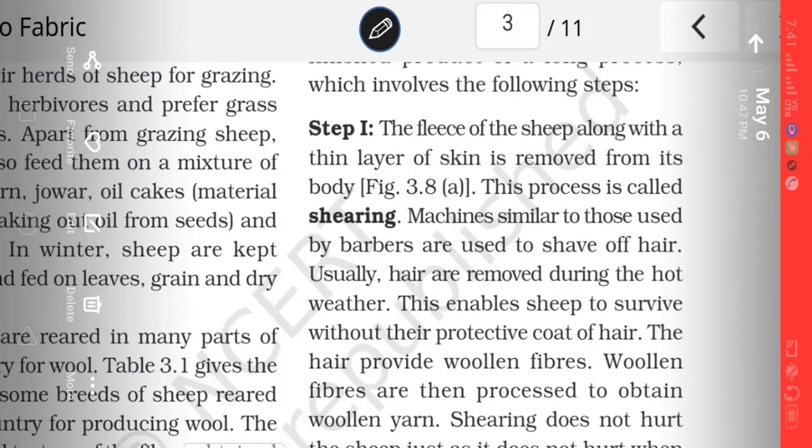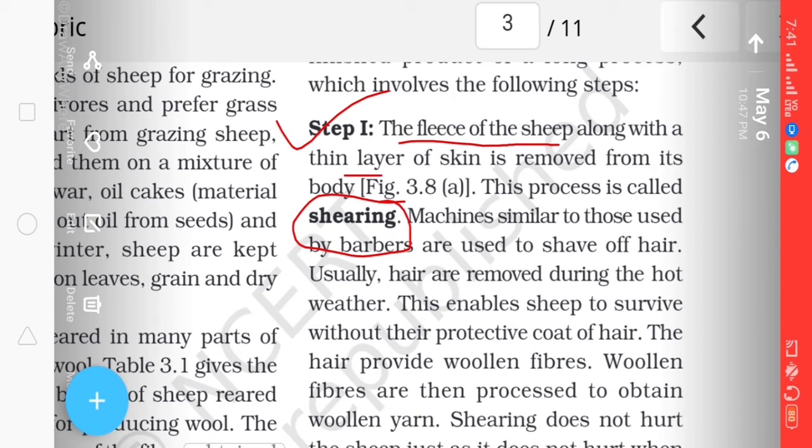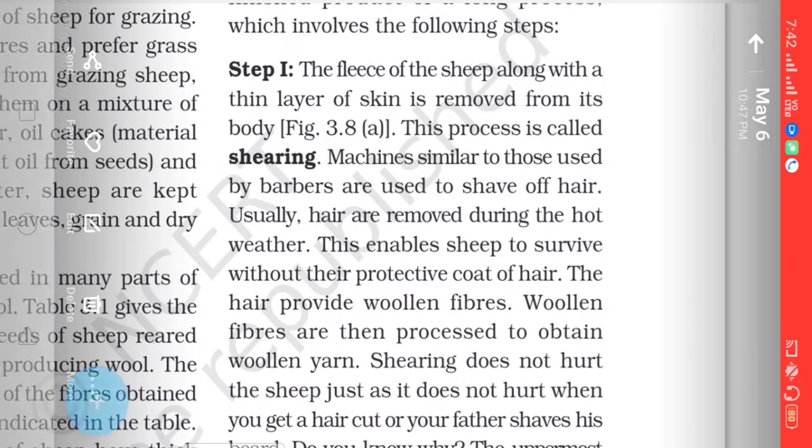Okay, the first step is step 1. Step 1, the flesh of sheep along with a thin layer of skin is removed from its body. This process is called shearing. So in the first step, what we do is shearing. The process of removing flesh of sheep along with a thin layer of skin from its body is called shearing. What will we remove? We will remove flesh. Flesh means the hair of a sheep, with a thin layer of skin, okay. So this process is called shearing.